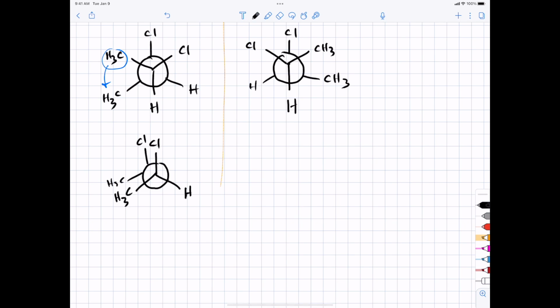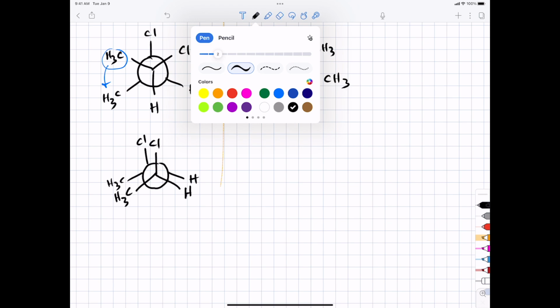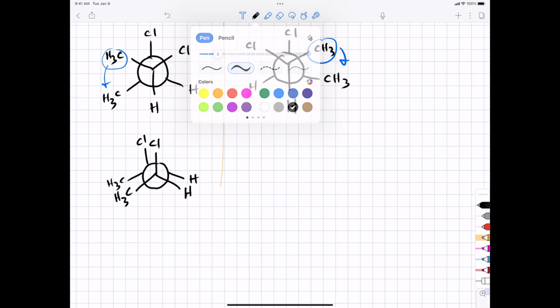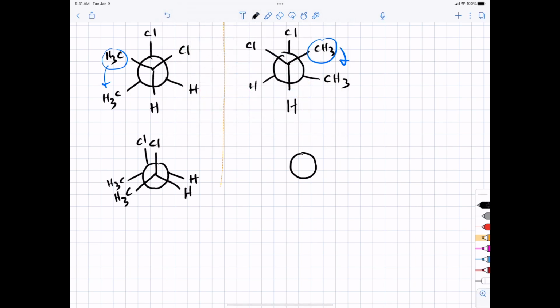And one of the things I see is that chloro is eclipsed with chloro, methyl is eclipsed with methyl, hydrogen is eclipsed with hydrogen. I'm going to do the same thing here. I'll take the methyl group and I'll rotate it down, and we'll get this.